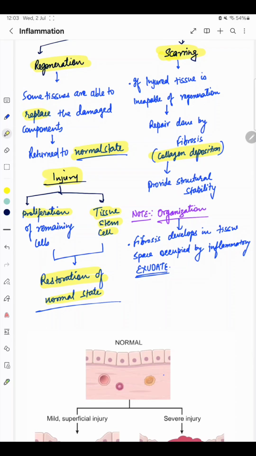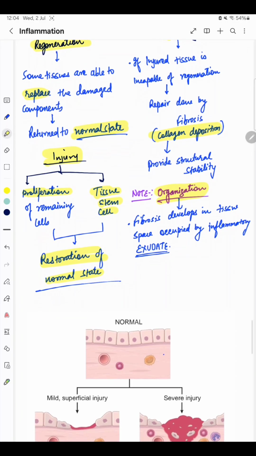The term organization stands for fibrosis that develops in tissue spaces occupied by inflammatory exudate. Whenever a tissue space which is filled with or occupied by inflammatory exudate undergoes fibrosis, this is known as organization.